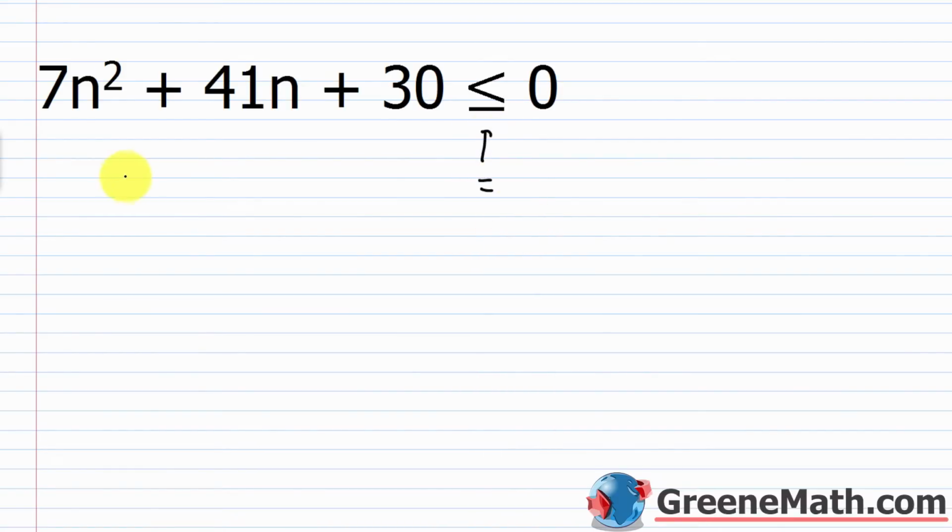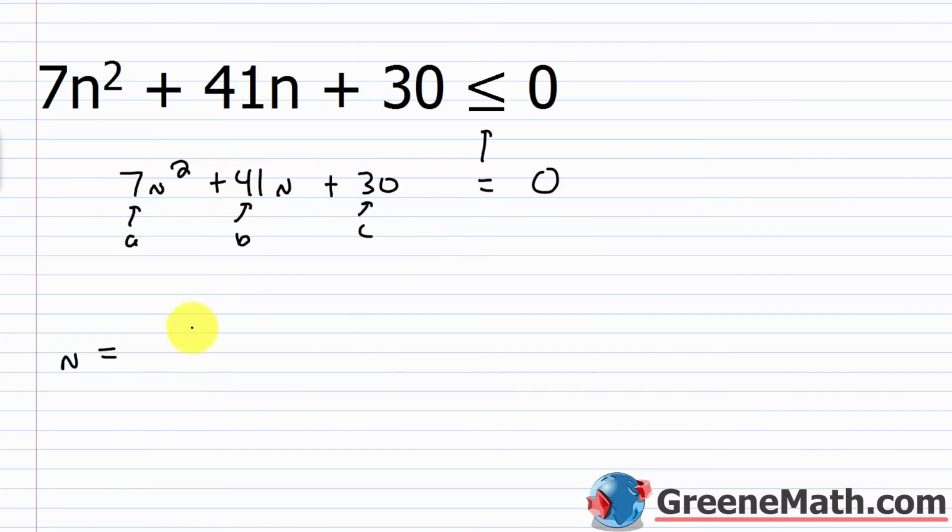to solve that equation. So we would have 7n squared plus 41n plus 30 is equal to 0. So we could solve this using the quadratic formula. We'll say that n is equal to negative b. In this case, again, this is a, this is b, this is c. So negative b would be negative 41, then plus or minus the square root of, you've got b squared.